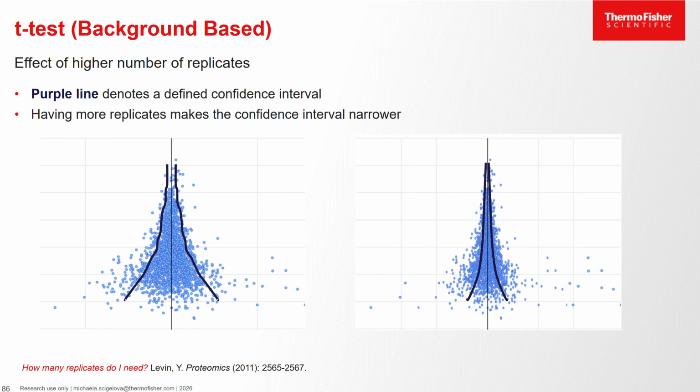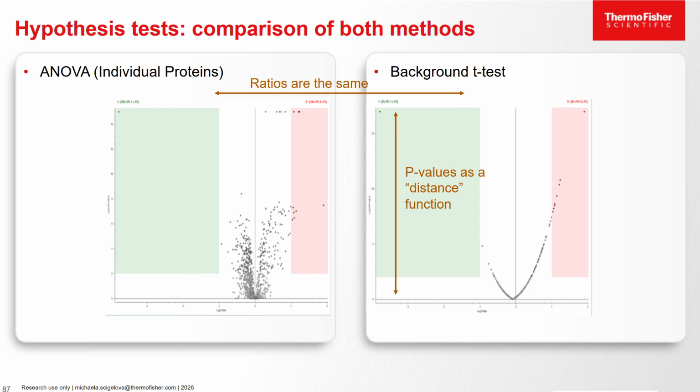So I said that this background-based t-test has this benefit that it works with even just one sample per group. It is not the ideal situation. You obviously want more samples because it will narrow considerably the confidence interval and improve your chance of detecting even smaller ratio changes as statistically significant. So definitely do not work with the minimum number of samples, like 1 versus 1, but try to get more replicas if possible.